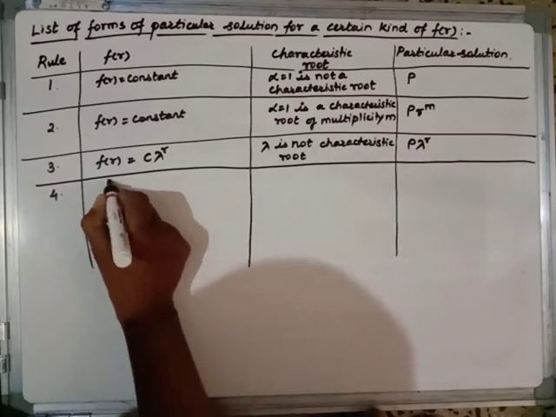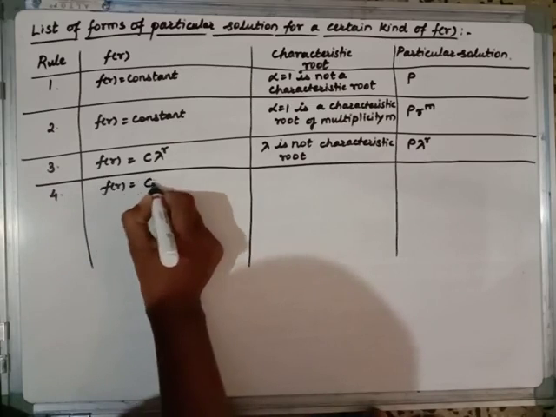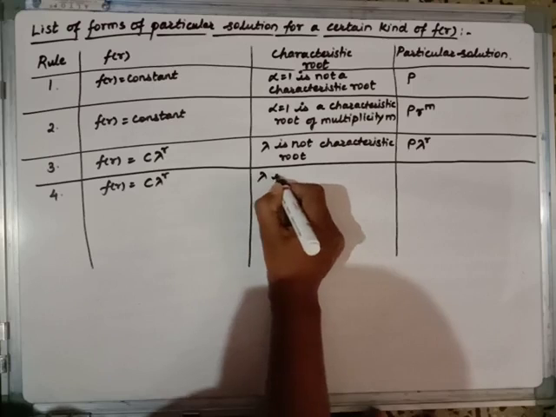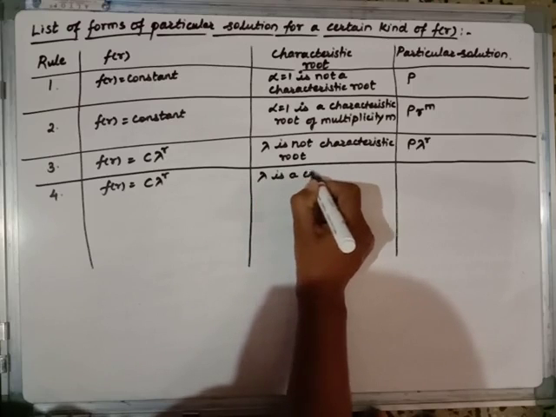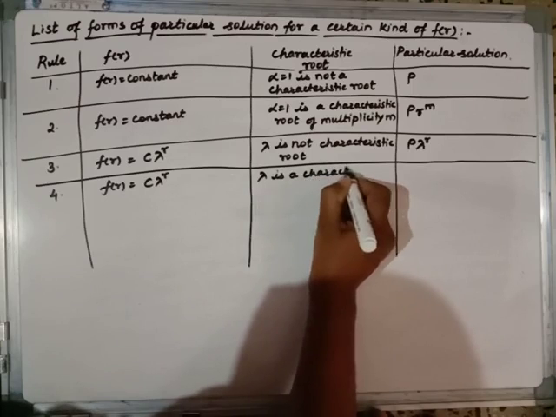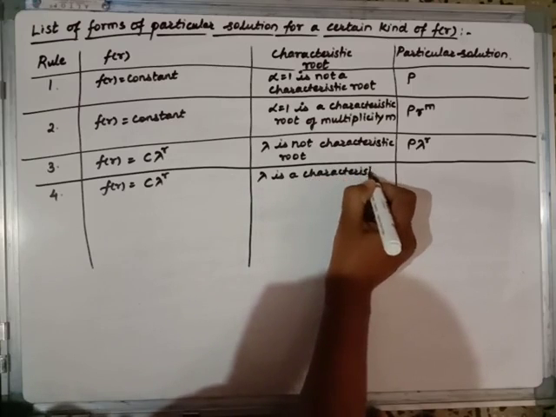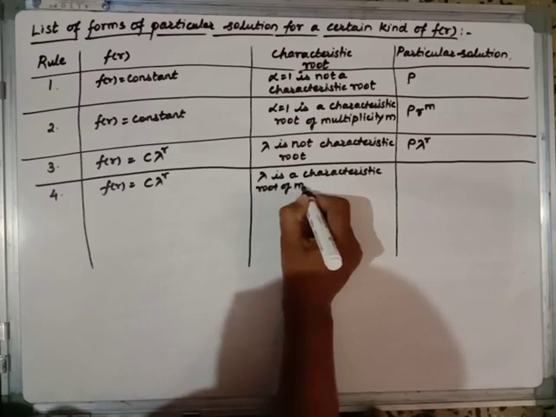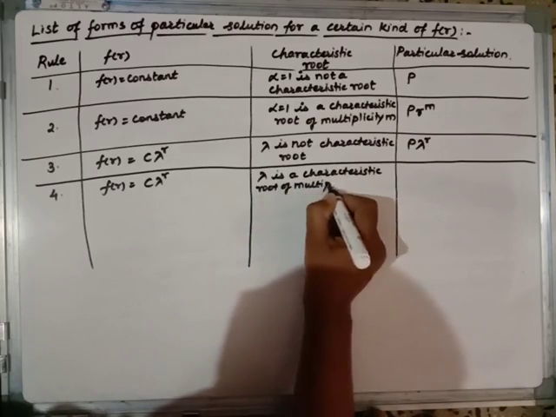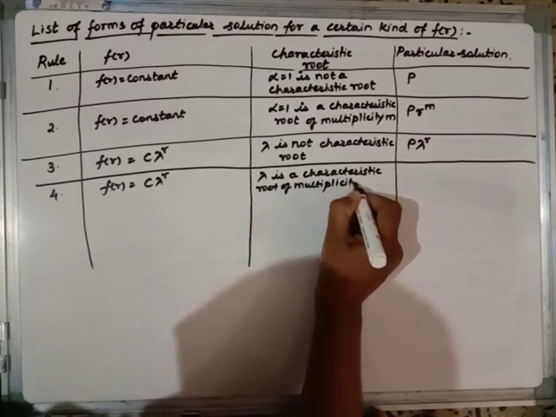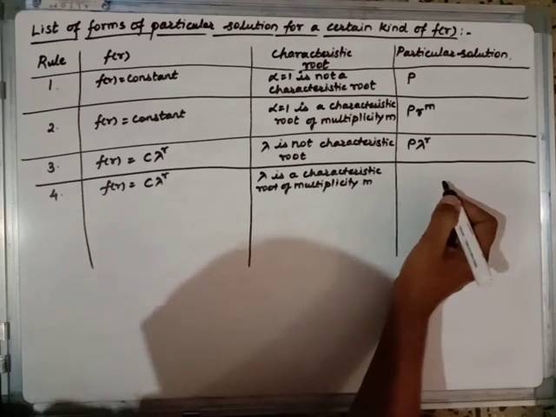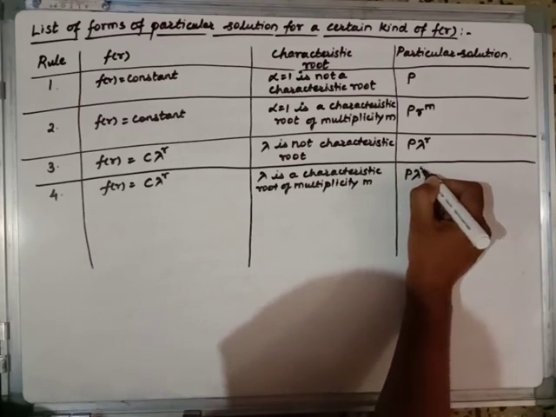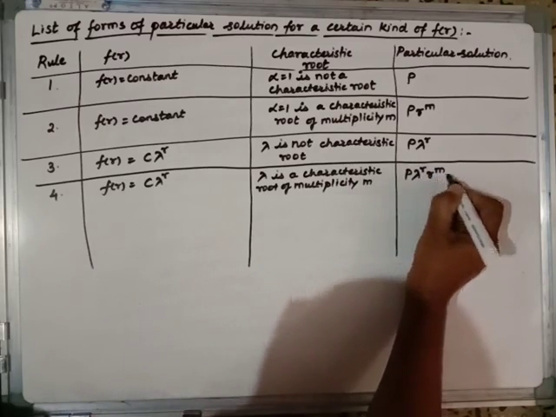Now the fourth rule, f of r is again c lambda raised to r, while now lambda is a characteristic root of multiplicity m. In that case, the particular solution will be p lambda raised to r into r raised to m.